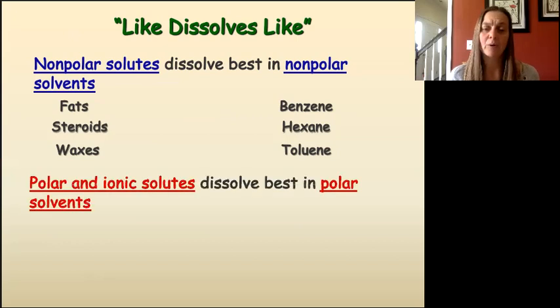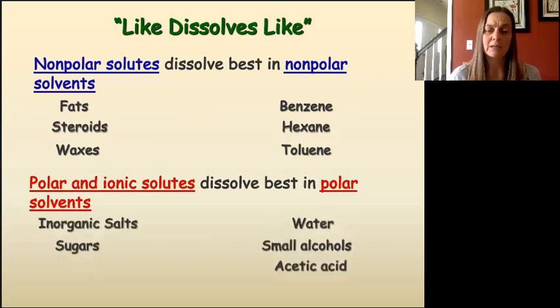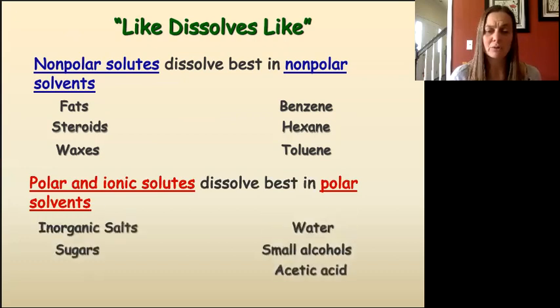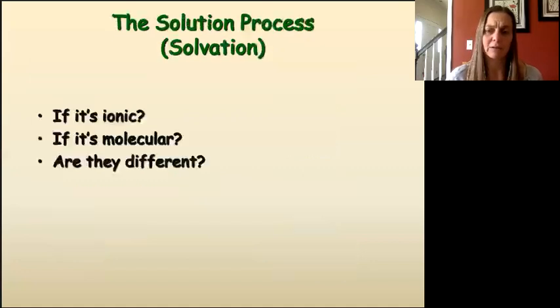On the other hand, polar and ionic solutes are going to dissolve best in polar solvents. So these are things like inorganic salts and sugars. Those are our polar and our ionic solutes, and they're going to dissolve best in polar solvents like water, short chain alcohols, things like acetic acid. Okay, so why is this the case? Why does like dissolve like?